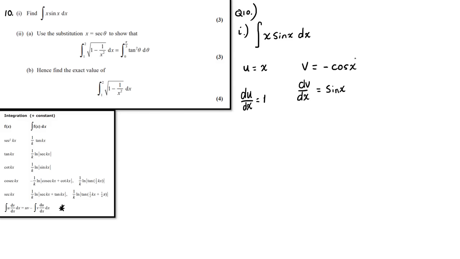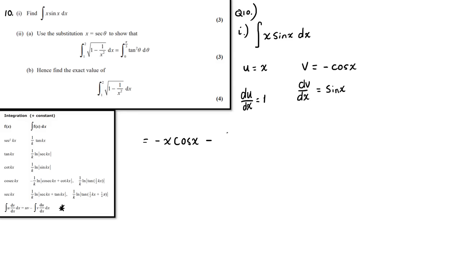So what we've got here now is everything we need. All we need to do now is just apply the formula. So what we're saying here is the integral of u dv by dx with respect to x, which is what we're doing here, is equal to uv. So that's going to be u times v. So that's x times minus cos x. So what we get here is minus x cos x. So that's the uv part done.